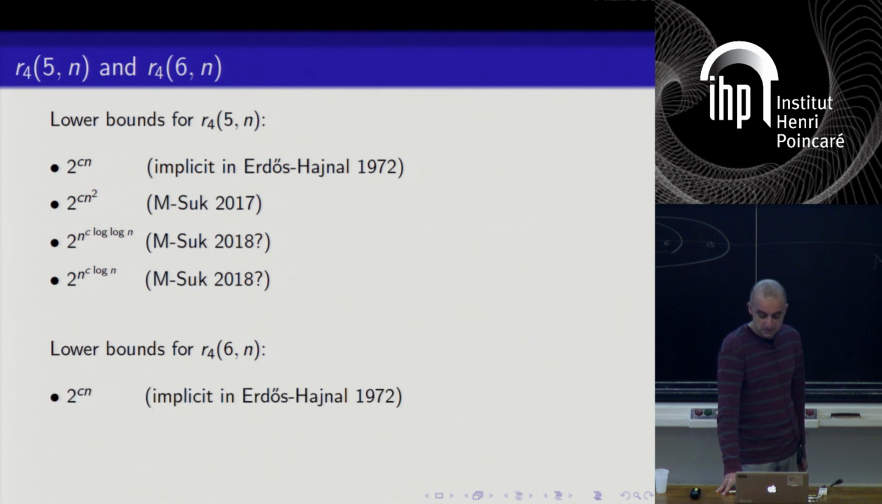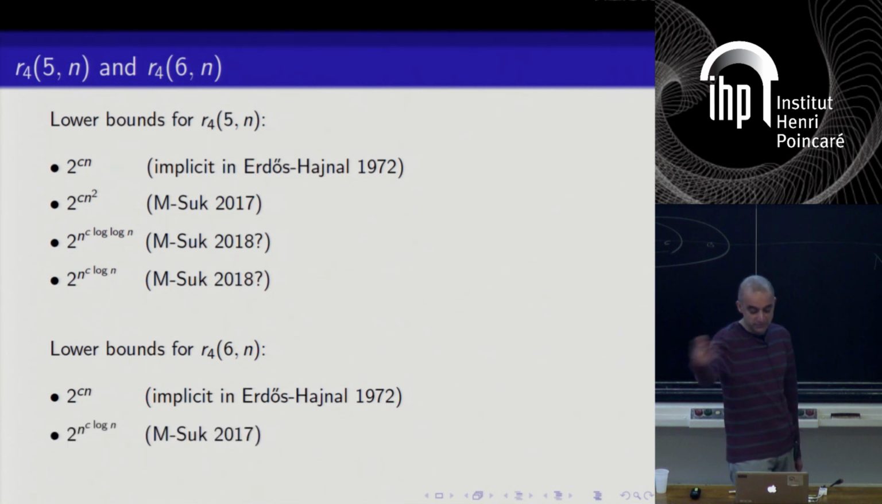R6(n), there was a similar state. Erdős-Hajnal proved exponential, and then in that paper where we had 2 to the n squared, we had 2 to the n to the log n.